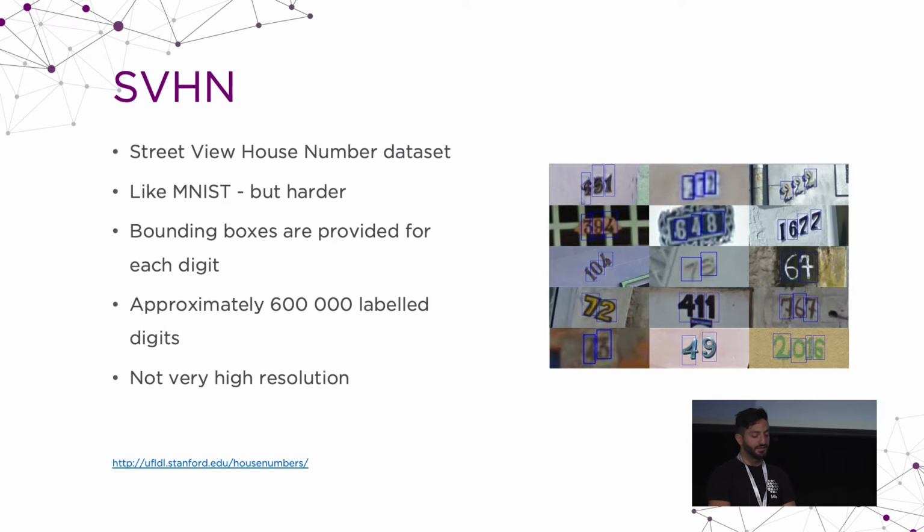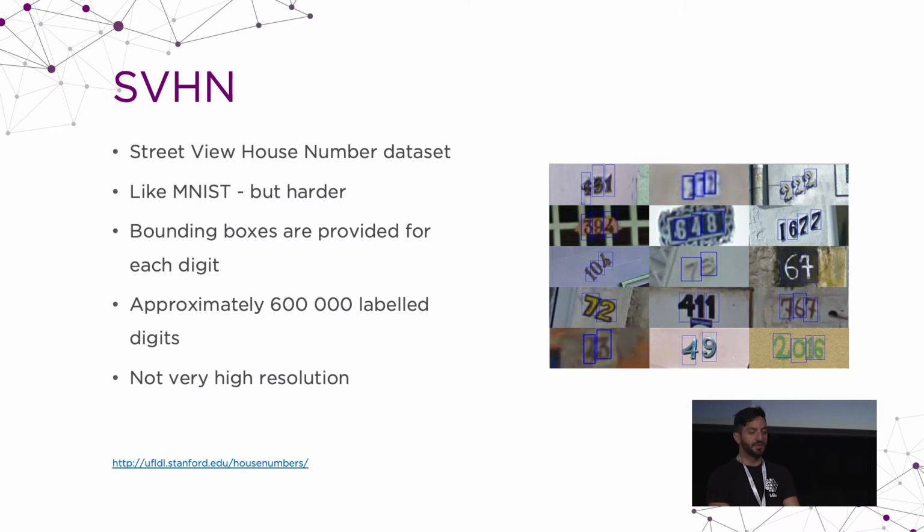SVHN is also an interesting one, and again can kind of remind you of MNIST, but definitely harder. In this case, we have multiple digits per image, and for each digit, we have the coordinates of the bounding box that surrounds the digit. This was taken from Google Street View. This dataset was released a few years ago, and we have approximately 600,000 labeled digits. So a lot more digits to train on.